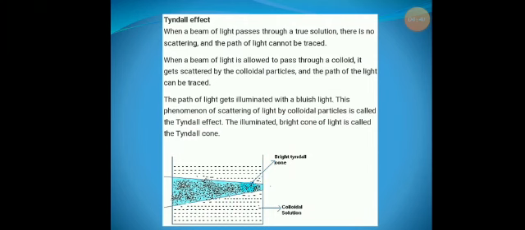Tyndall effect. What is the Tyndall effect? When a beam of light passes through a true solution, there is no scattering and the path of light cannot be traced. When a beam of light is allowed to pass through a colloid, it gets scattered by the colloidal particles and the path of the light can be traced. The path of light gets illuminated with a bluish light. This phenomenon of scattering of light by colloidal particles is called the Tyndall effect. The illuminated bright cone of light is called the Tyndall cone.